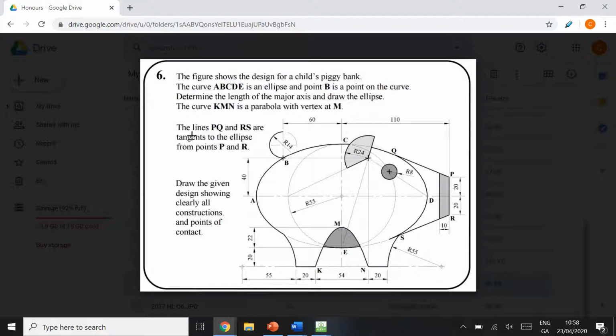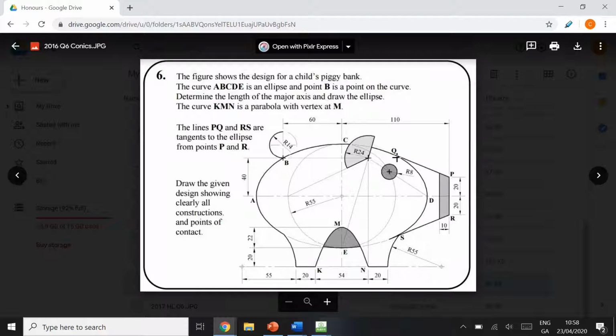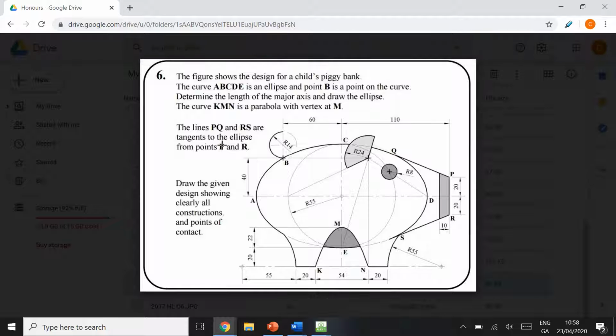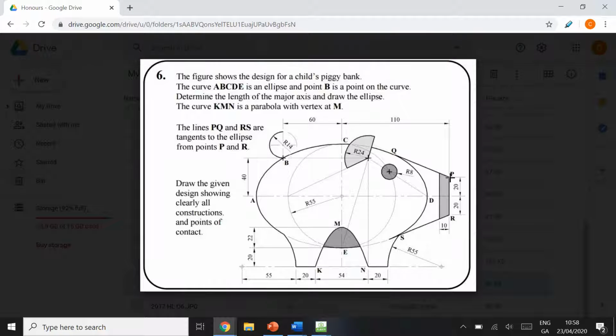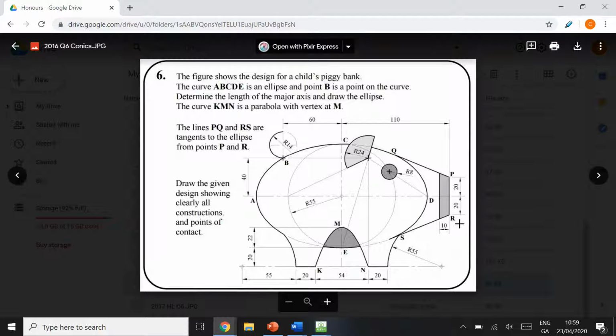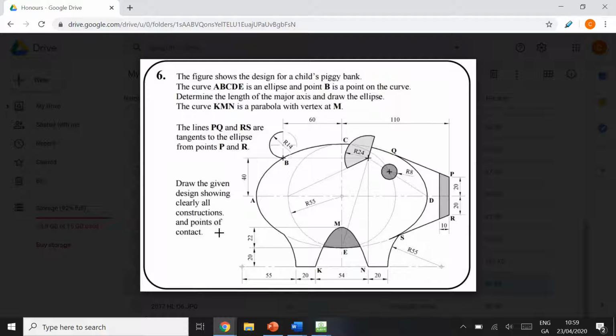The final thing then is the lines PQ, which is P to Q, and RS, which is R to S, are tangents to the ellipse. So a tangent is a line that starts at P and only touches that ellipse once on the way past it. Okay, and same here, RS only touches the ellipse once as it goes past it. So draw the given design showing clearly all the constructions and points of contact.